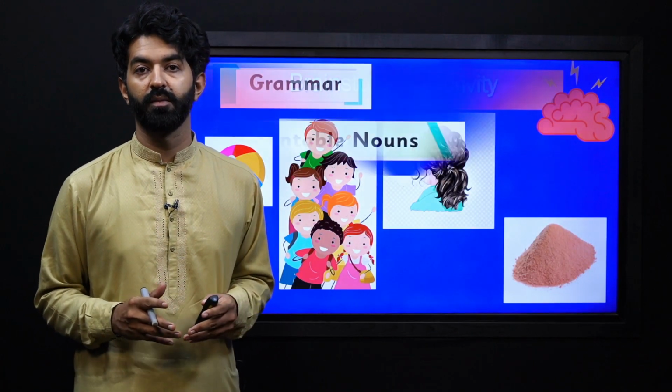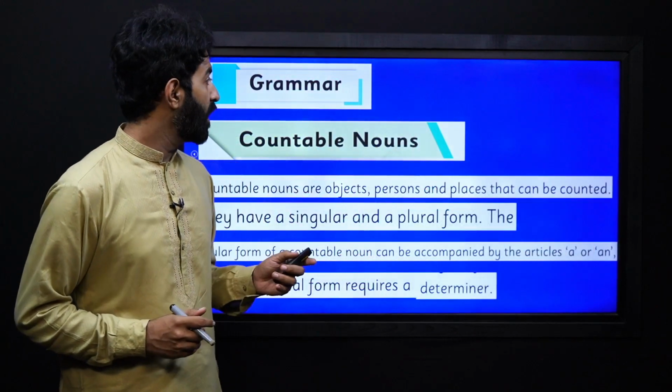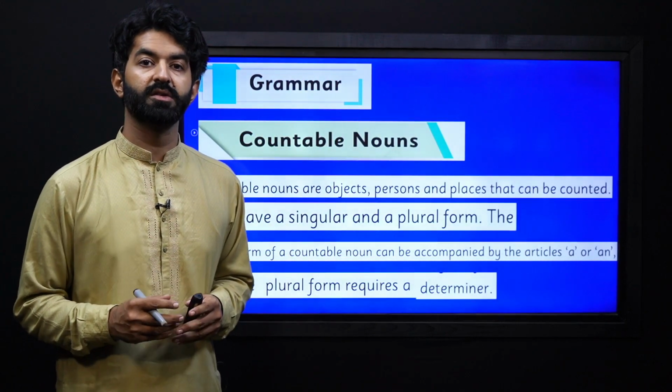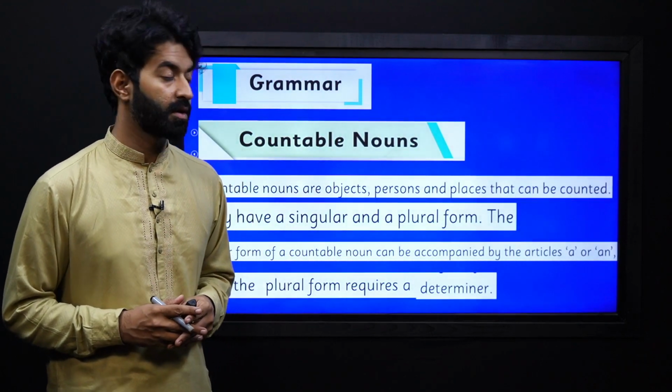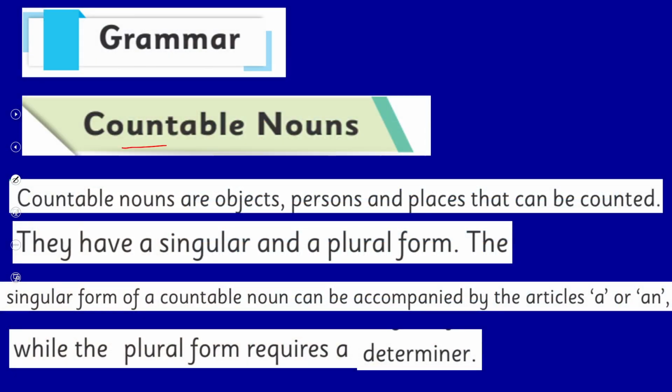Now let's move forward. So after doing this brainstorming activity, let's dive into our theoretical concepts. So countable nouns, let's see what they are. Countable nouns are objects, persons and places that can be counted. They have singular and a plural form. The singular form of a countable noun can be accompanied by the articles a or an, while the plural form requires a determiner.